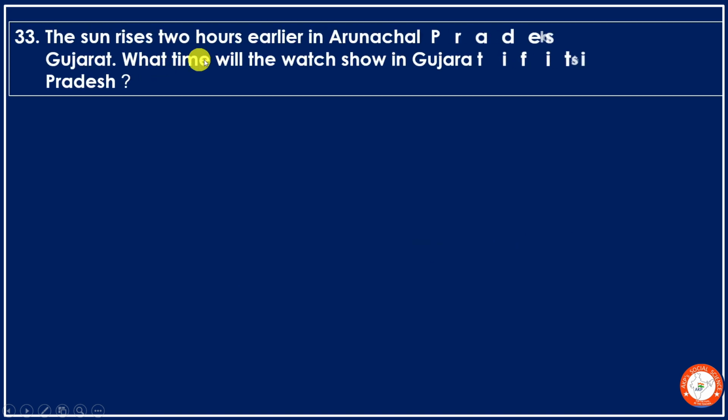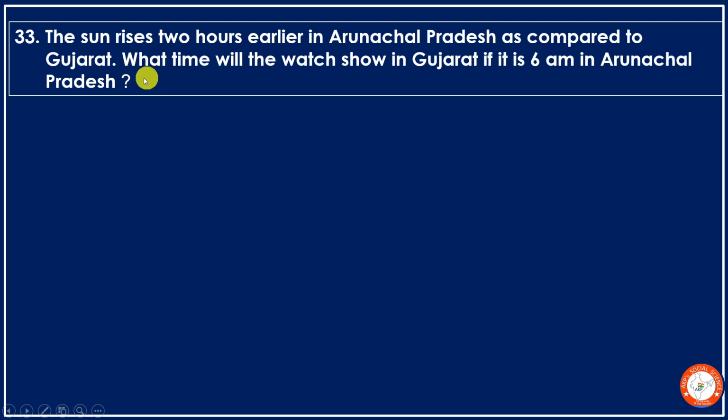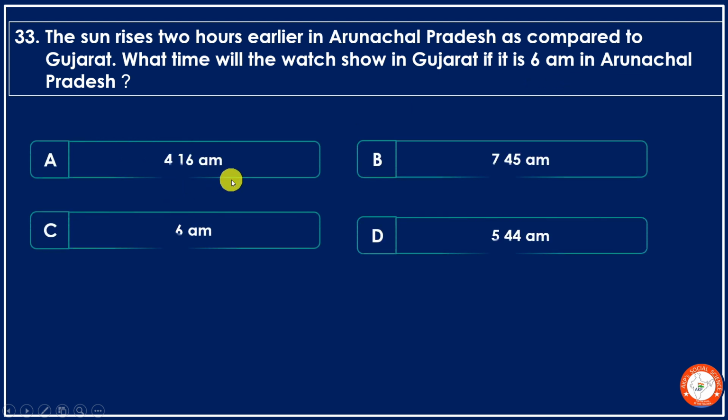The sun rises 2 hours earlier in Arunachal Pradesh as compared to Gujarat. What time will the watch show in Gujarat if it is 6 am in Arunachal Pradesh? 4:16 am, 7:45 am, 6 am, 6:45 am. The correct answer is 6 am.